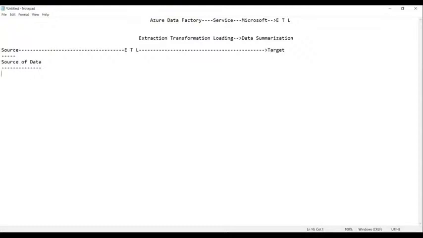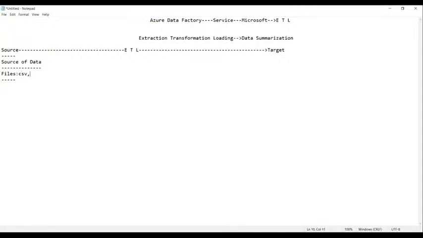So that means we can get the data from the following, that is from files. Files in the sense, what are the files we can have, guys? We can have the following files: CSV files.